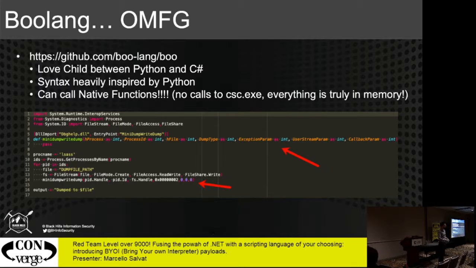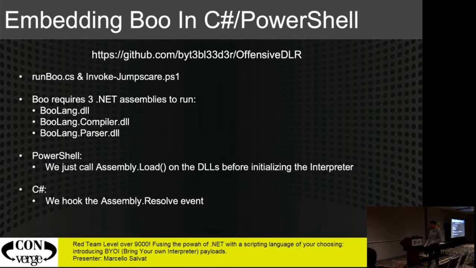This is the equivalent of doing it with Roslyn, only that it's in Python, and, well, somewhat Python, like a hybrid. And it's a scripting language, which is, in my mind, a sort of big deal. So again, you can get some of the demos that I'm about to show you from that one repo. Under runboo.cs, which is the C# version, we're embedding Boolang in C#. And then invoke jumpscare.ps1, I thought that was kind of cute because, you know, boo, invoke jumpscare. Yeah, okay. Only me, I guess.